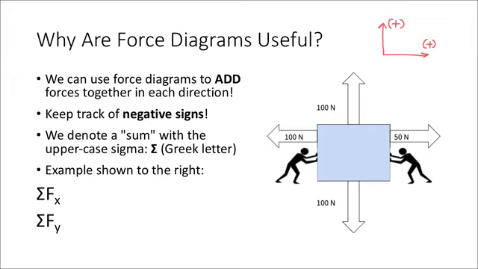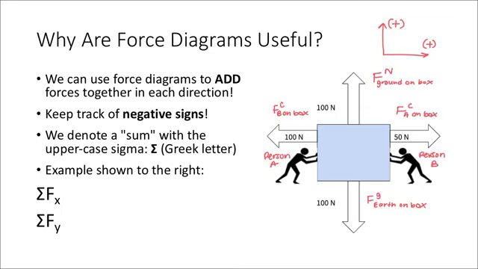When I write out the sum of forces, I'm going to use an uppercase sigma, which is a Greek letter, and I'm going to look at all of the forces in the x or horizontal direction separately from the y or vertical direction. So in this example on the right, we have two people pushing on a box, and let's say this box is on the ground. So I'm going to label these forces using our agent-object notation.